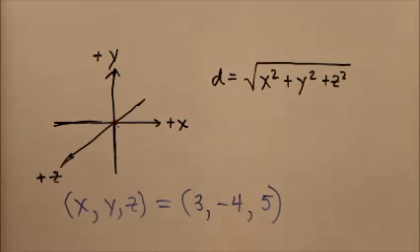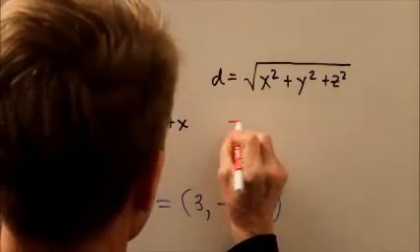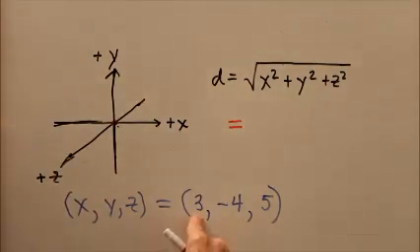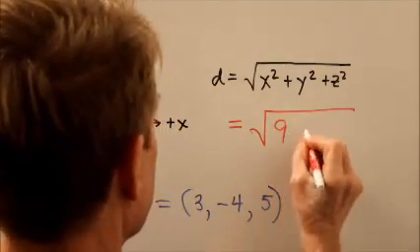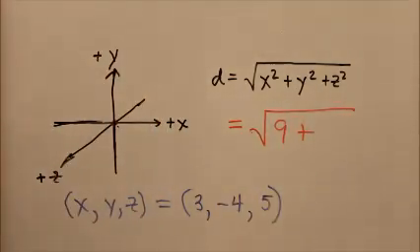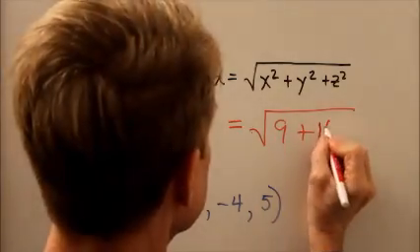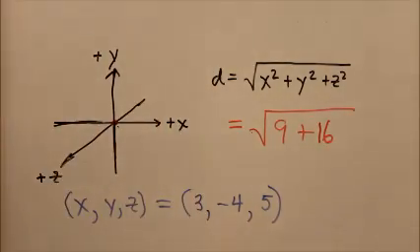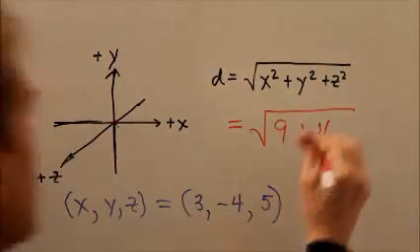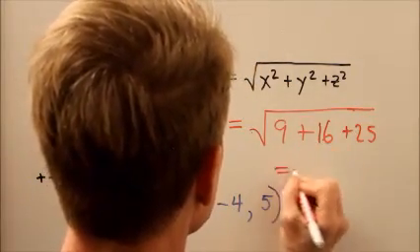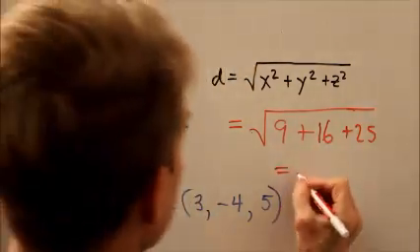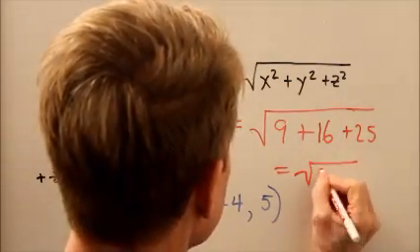Okay, that's all real good. Now, let's do the calculation. We get 3 squared equals 9, plus -4 squared equals 16, plus 5 squared equals 25. We take the square root of the sum here, we get the square root of 50.